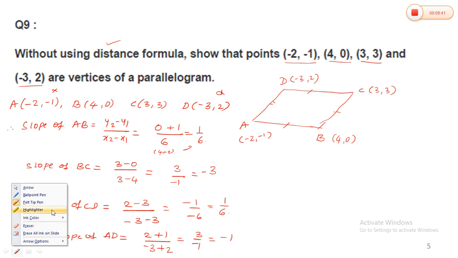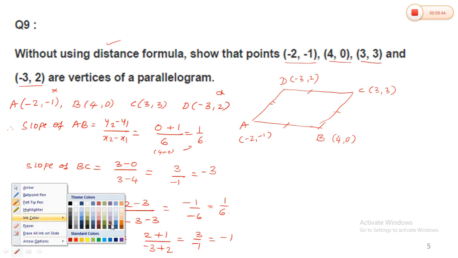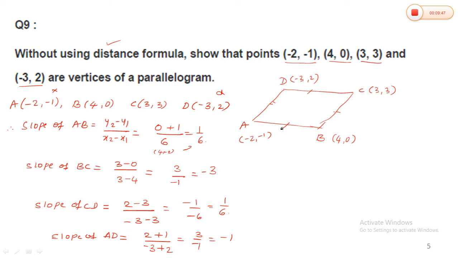Observe here, AB and CD are opposite sides, and observe slope of AB is 1 by 6, slope of CD is 1 by 6, and slope of AB is equal to slope of CD.